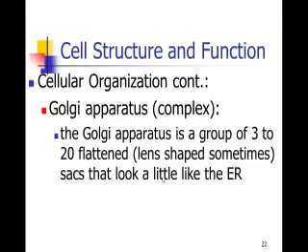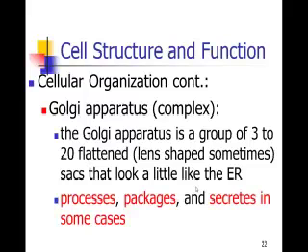The Golgi apparatus sort of has a shape like a lens, sort of curved a little bit, and there are a number of these sacs that vary in number, 3 to 20 on average, and they look a little bit like the endoplasmic reticulum. But it has three really important processes that it's responsible for, functions. It processes materials from the endoplasmic reticulum, it packages them, and then in some cases it secretes what the endoplasmic reticulum formed.